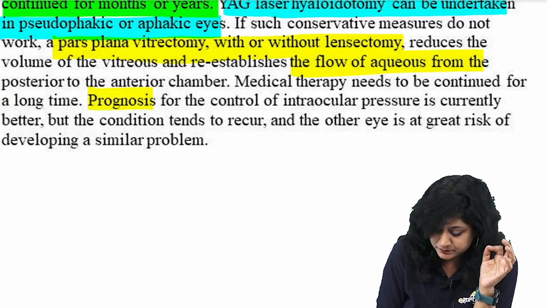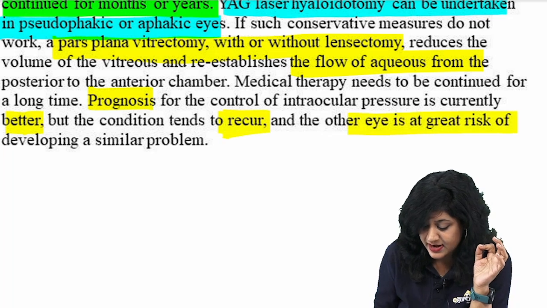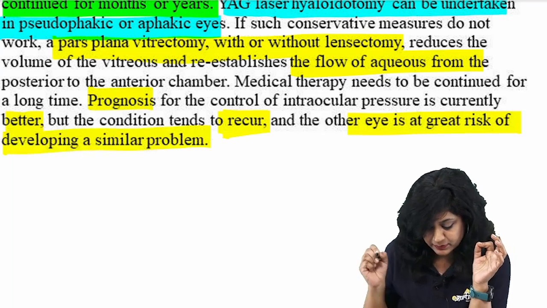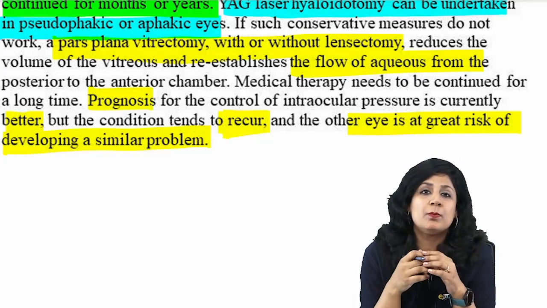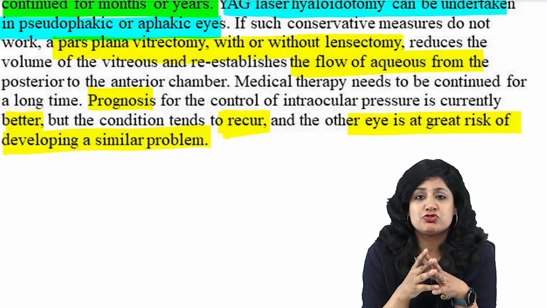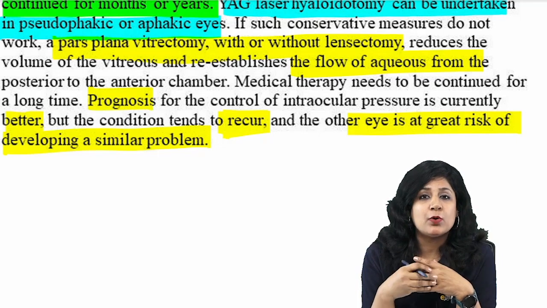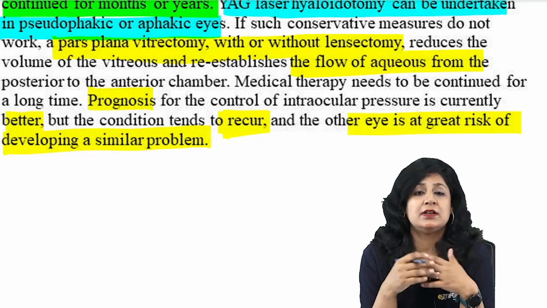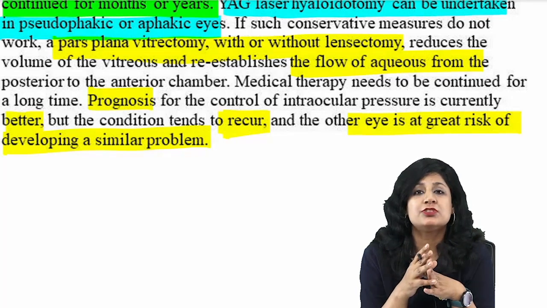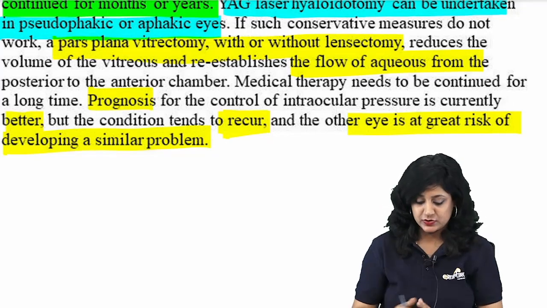Prognosis is better, but the condition tends to recur, and the other eye is also at great risk of developing a similar problem. So if this patient has already given you some history of malignant glaucoma in a previous case of cataract surgery, you can expect it in the other eye also. So I think this is one of the most important severe secondary glaucomas, because every day we are performing some intraocular surgeries and there is always a risk of malignant glaucoma in these surgeries.